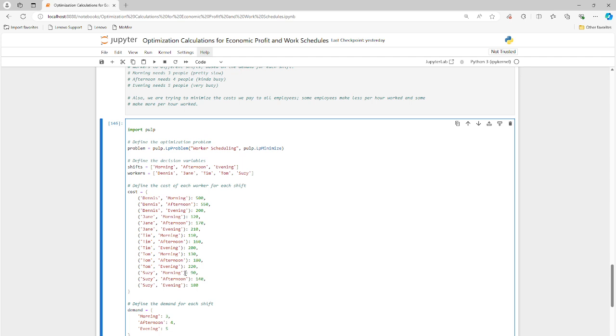So we have the cost, the person working, and then the shifts, right? And then how much that worker would earn for that shift, right?